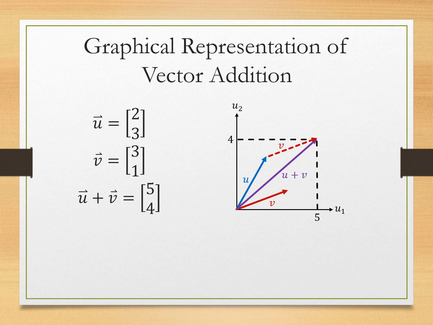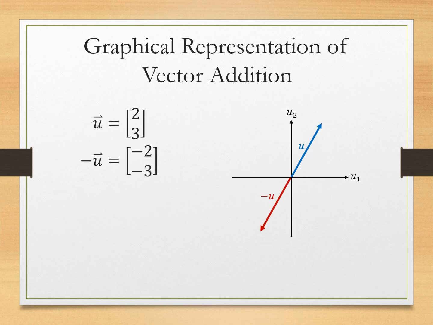And you can do this the other way too. Instead of having u connected to v, you could have v connected to u. Now the head of v is connected to the tail of u, and once again you get the combination of vectors pointing at the same position as the purple vector. So the graphical representation of vector addition is joining the vectors heads to tails.